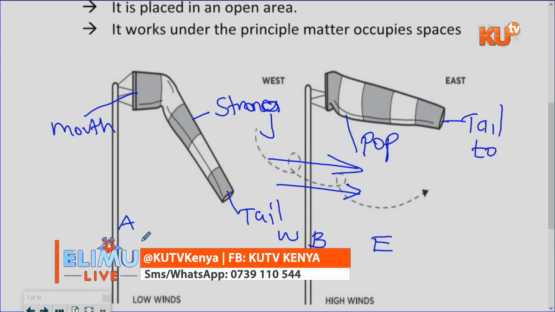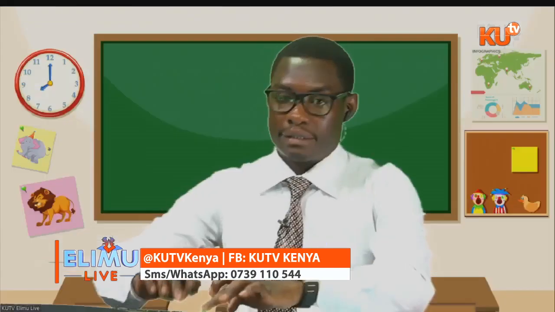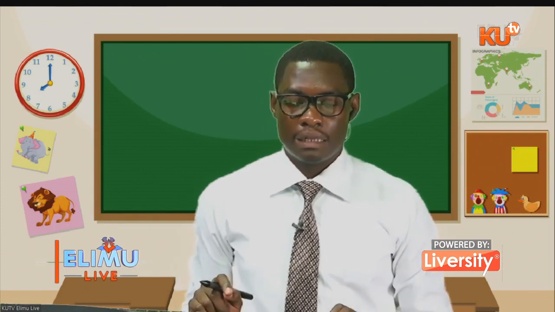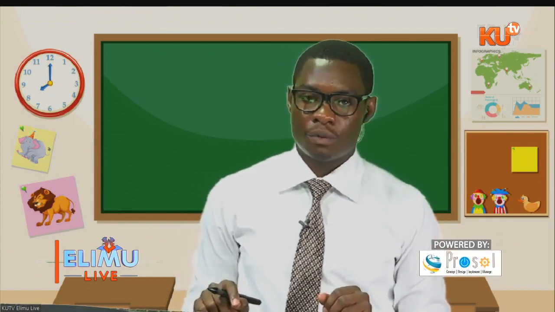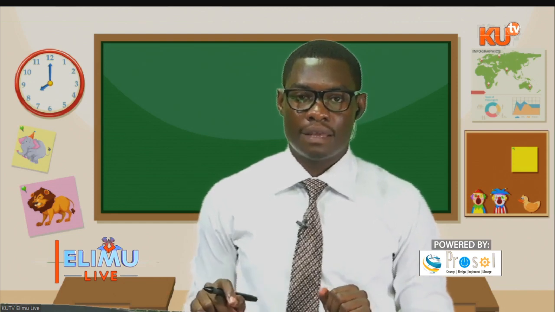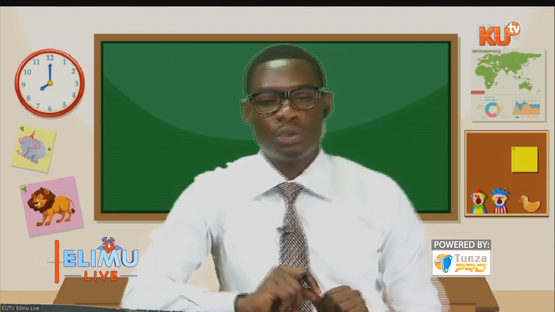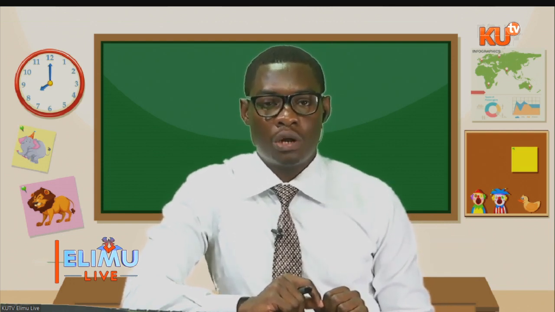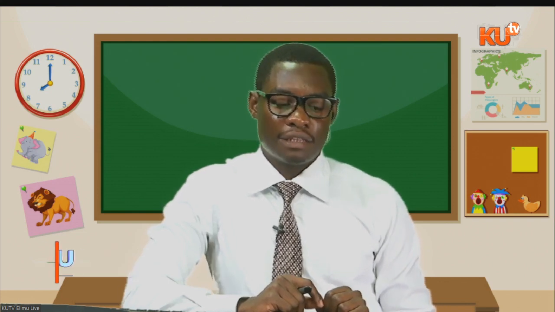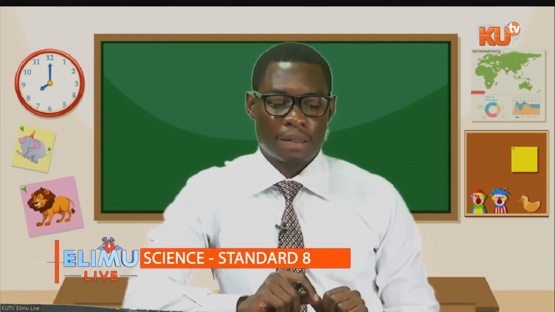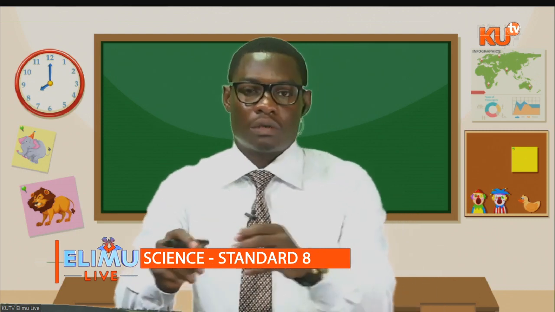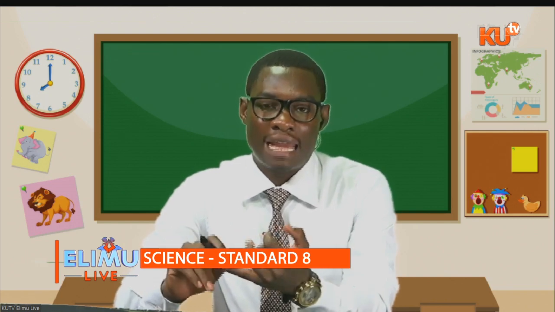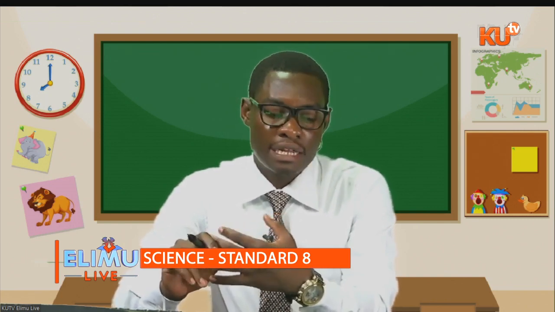So we can move on to our next and final weather instrument. We have looked at three already. So we are looking at the last, which is a thermometer. A thermometer is an instrument used to measure temperature. Temperature is measured in degrees Celsius. Those are the units for measuring temperature. According to our syllabus, we are going to look at two types of thermometer: an air thermometer and a liquid thermometer.